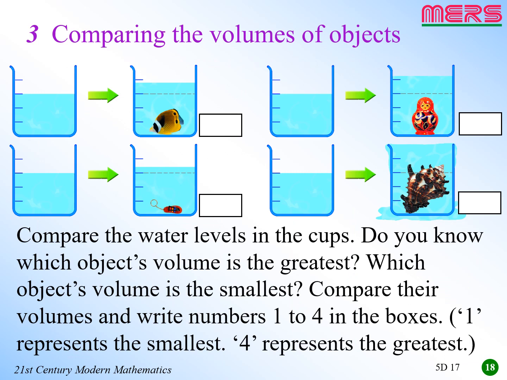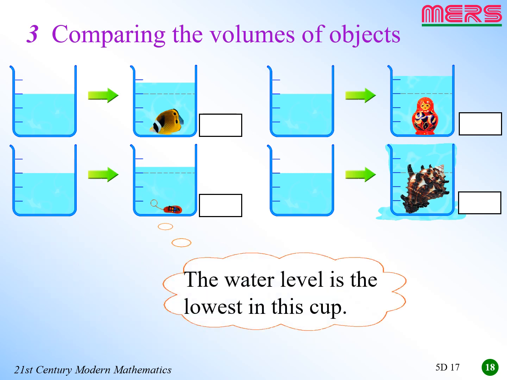In cup number 1, the water level increases by a little less than a quarter of the cup when a toy fish is put inside. In cup number 2, the water level increases more than a quarter of the cup when a Russian doll is put inside. For cup number 3, the water level increases around 1/8 of the cup when a keychain is placed. The last one, cup 4, the water overflows and so the volume is the largest when a shell is put inside.